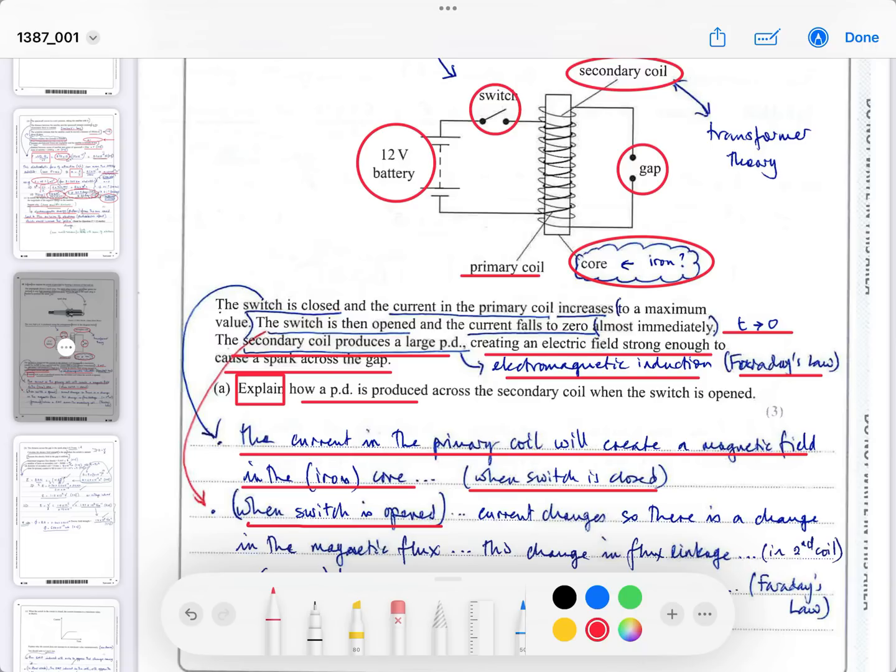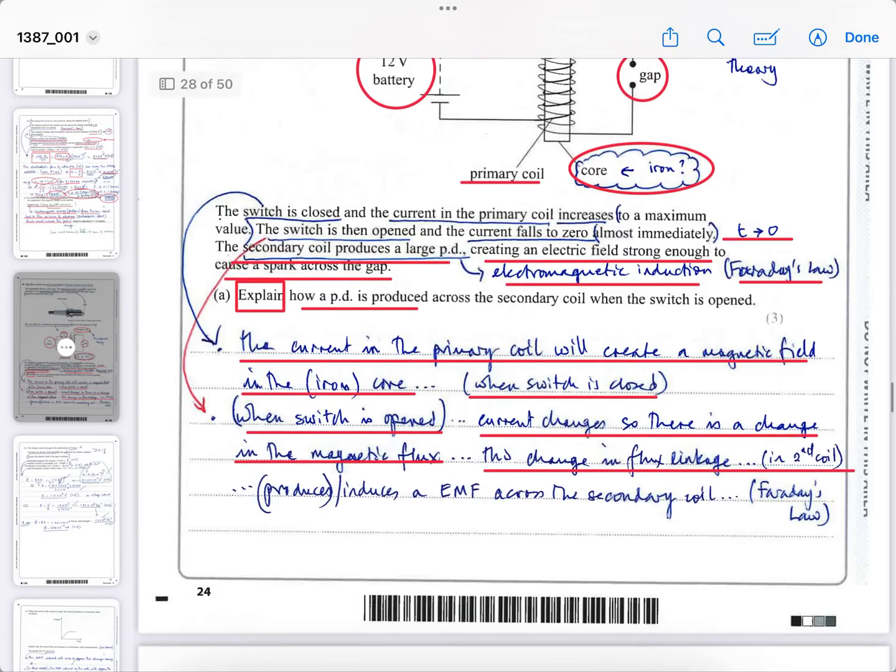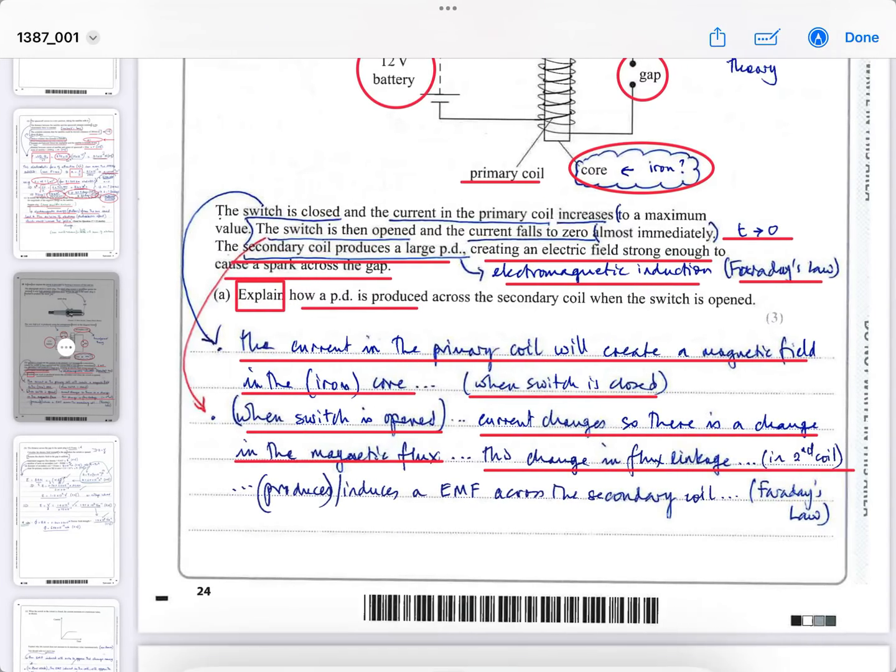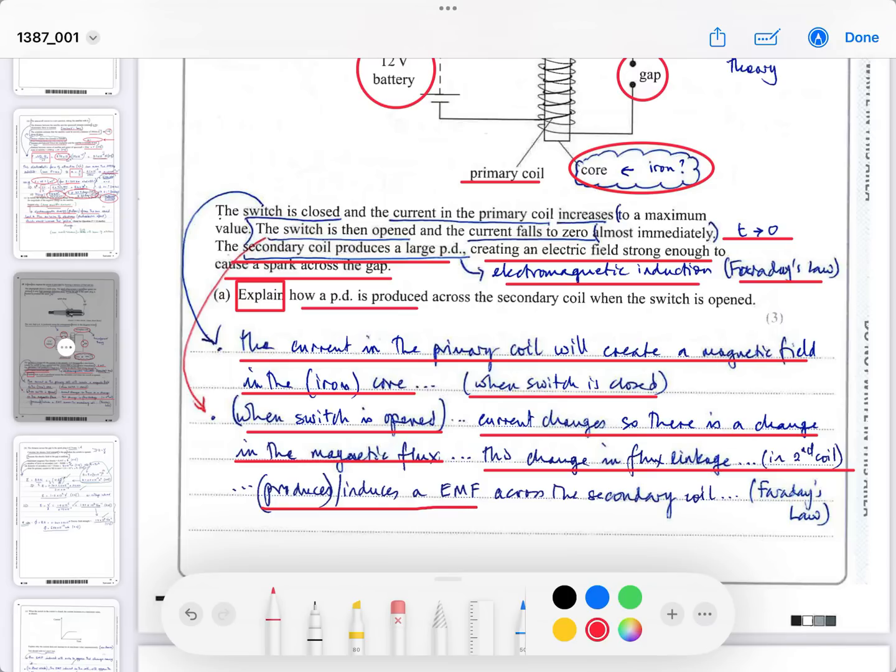And then when the switch is opened, the current changes to 0, so there is a change in the magnetic flux. So a sudden decrease in the magnetic flux. This change in flux linkage in the secondary coil is what induces an EMF across the secondary coil. And this is Faraday's law. So that's how we're going to get, hopefully, those 3 marks.